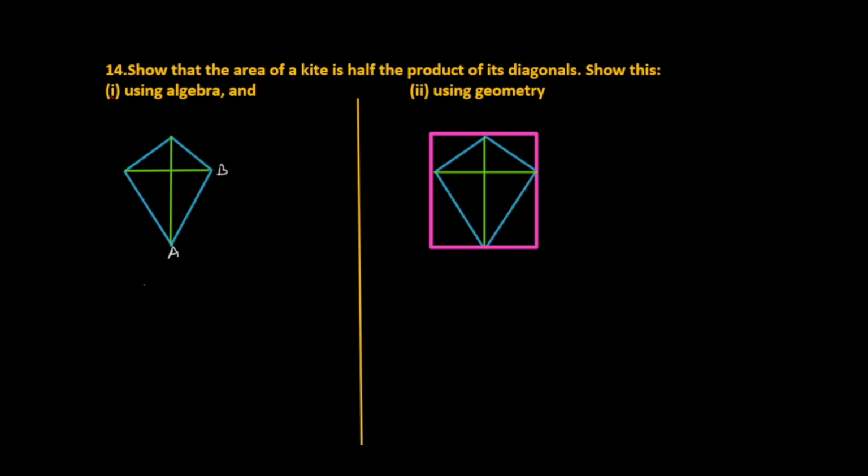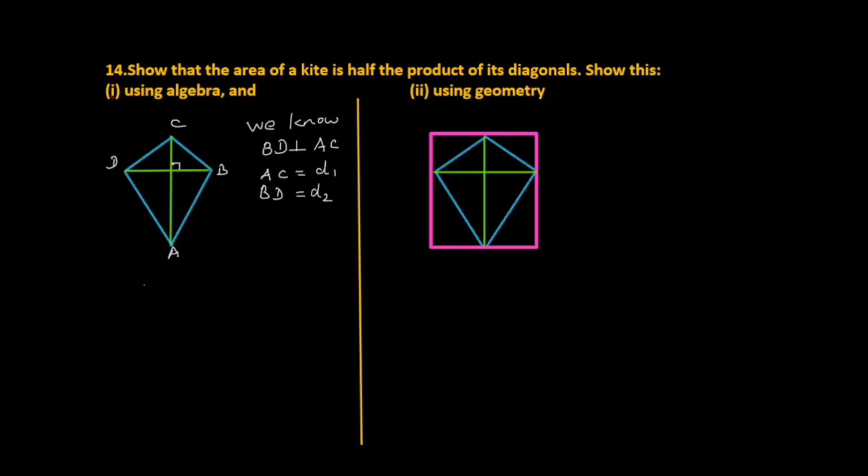ABCD is a kite. Here two diagonals are there, AC and BD are the diagonals. We know very well the diagonals are perpendicular to each other. We know that BD is perpendicular to AC. This is the diagonal property of the kite: diagonals are perpendicular to each other. Now say AC is equal to D1, diagonal 1, and BD is equal to D2, diagonal 2.